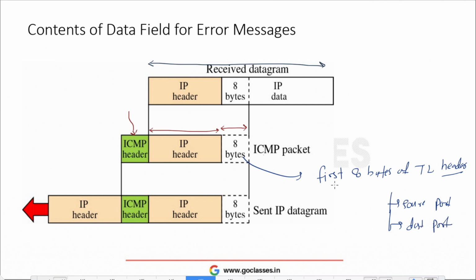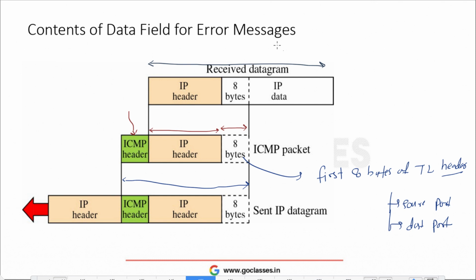So we use these first 8 bytes so that we can tell the particular port or the particular process that there is an error. That's why we use the first 8 bytes here. This whole datagram, along with the IP header and the first 8 bytes, gets encapsulated in the ICMP header, and this further gets encapsulated in the IP header, and then we send this packet. So basically this whole thing is an ICMP message that gets encapsulated in the IP header. That is the case only with the error message.